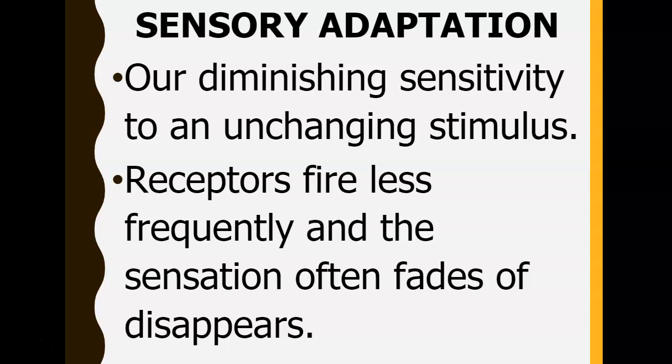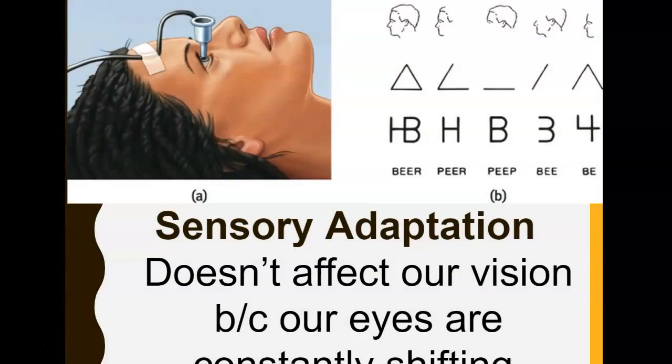So think about examples. Have you ever jumped into a cold swimming pool or a cold lake, and after maybe 10, 15, 20 minutes of swimming, you don't notice that it's cold anymore? So you have a diminished sensitivity to it. Or maybe like a smell. If there's a smell in your room, a smell in your house, you notice it right away. And then after some time within that smell, you have a diminished sensitivity to it. Okay, so that is sensory adaptation. One thing that does not go into sensory adaptation is our vision. Okay, it doesn't affect our vision because our eyes are constantly shifting.